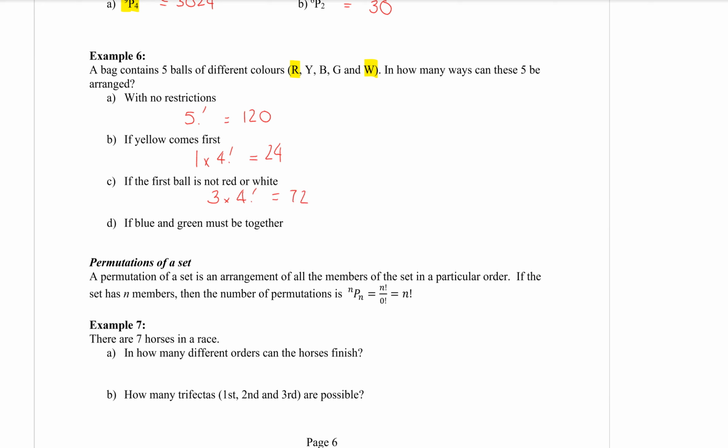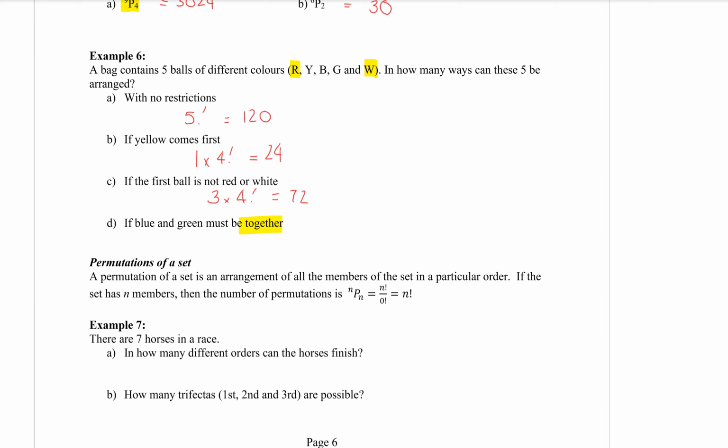Okay, if blue and green must be together, we haven't done one of these yet. This is a new type of question. When you've got 2 things that have to be together, they don't have to be first together, they don't have to be last together, they just have to be together somewhere in that order. When you have 2 things that have to be together, consider them to be a group. You make them like one group.